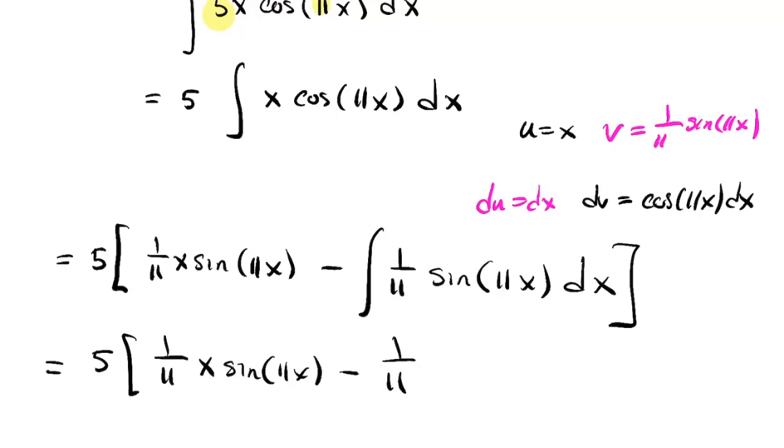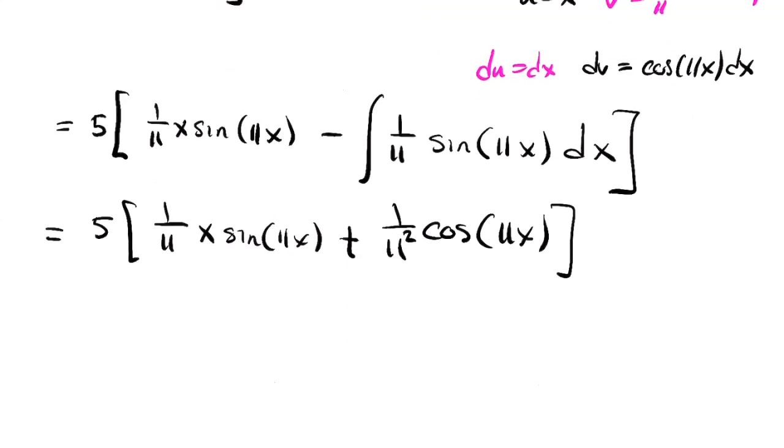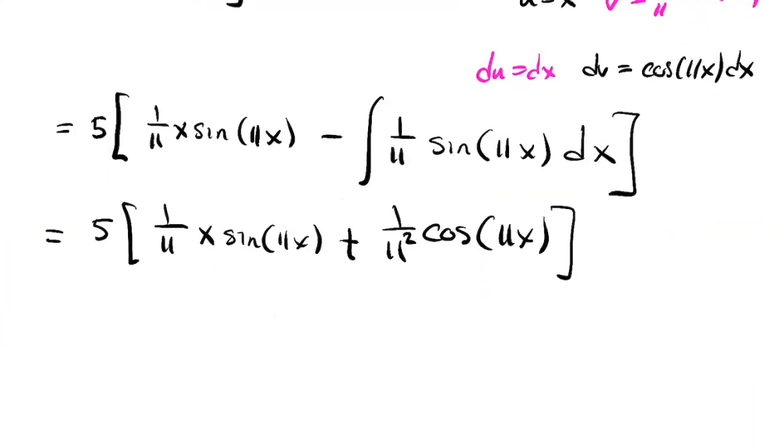Got an 11th out front. Antiderivative for sine is negative cosine. So you got to watch carefully here. I'm going to do this negative, so it makes that a plus. Cosine 11x, well, times an 11th. So I should square that. Plus my constant. Oops, sorry about that.